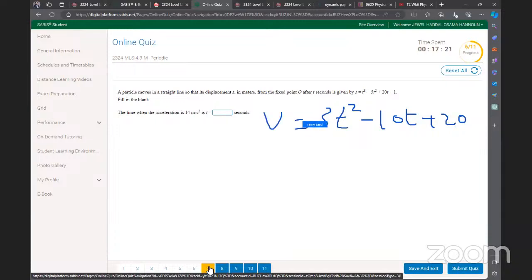And to get the acceleration, 2 times 3, 6t minus 10. So this is acceleration, and he told me that the acceleration is 14. So I will replace a by 14. So 14 plus 10 is 24, 24 over 6 is 4. So it will be t equals 4.